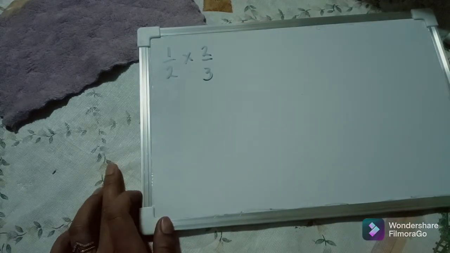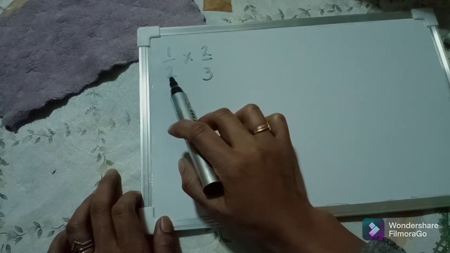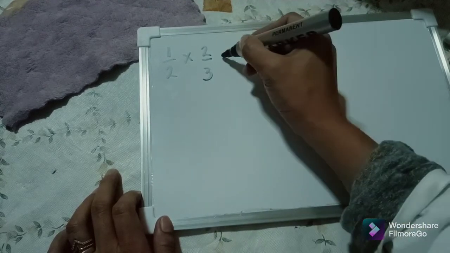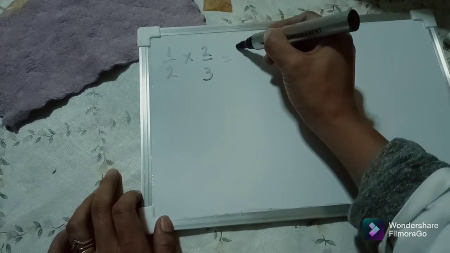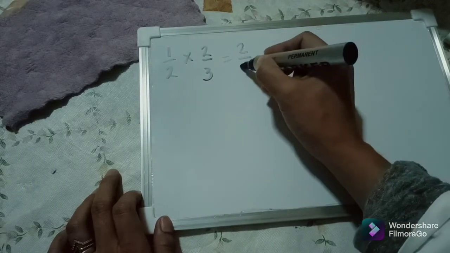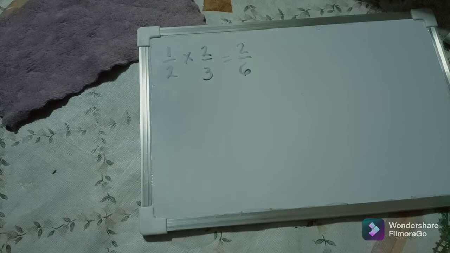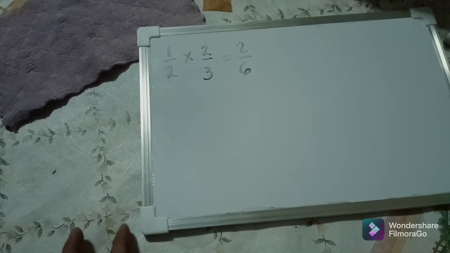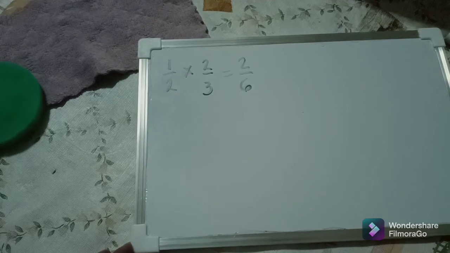Okay, what we have to do is just multiply the numerators and also multiply the denominators. That's all. So 1 times 2, 2. 2 times 3, 6. Okay, so our answer here is 2 over 6. But we are not finished there yet. We have to simplify. The only thing we have to do now is to simplify the answer.